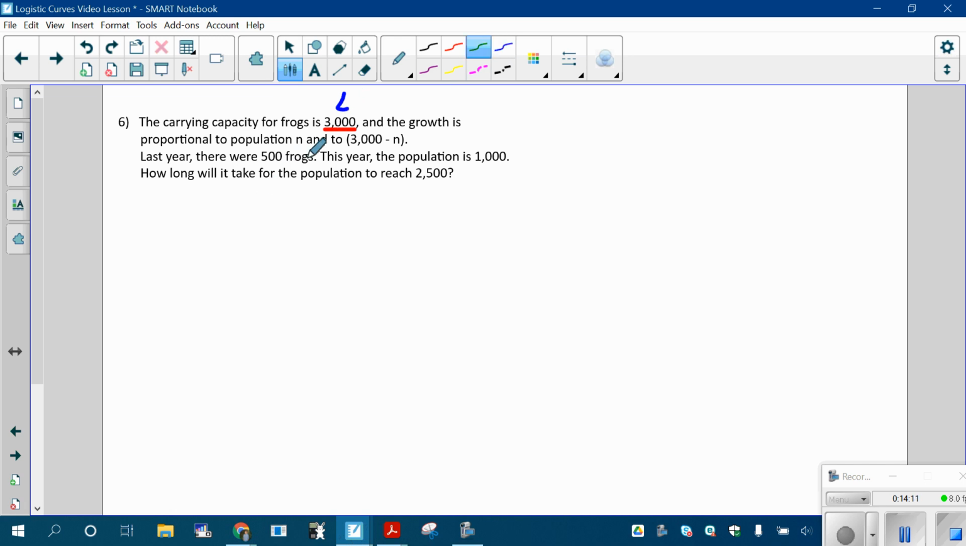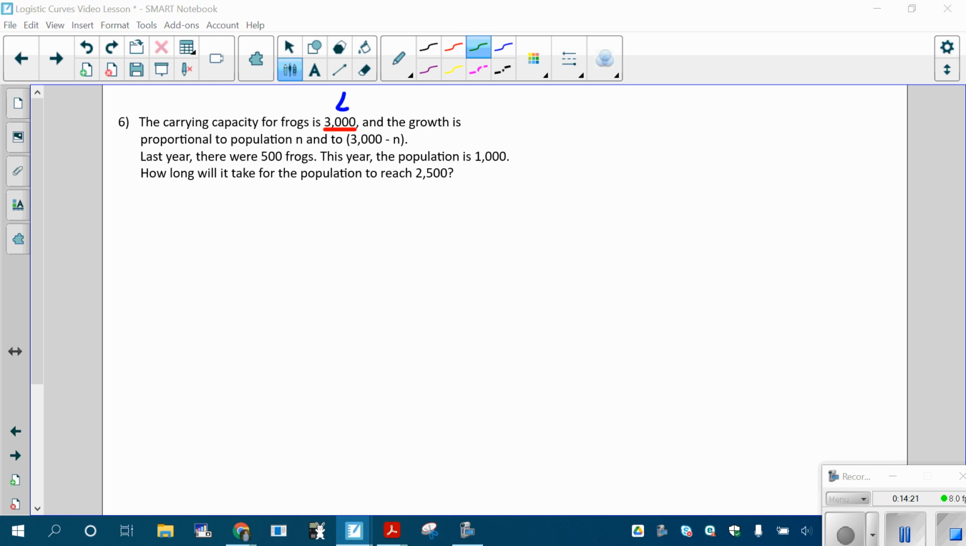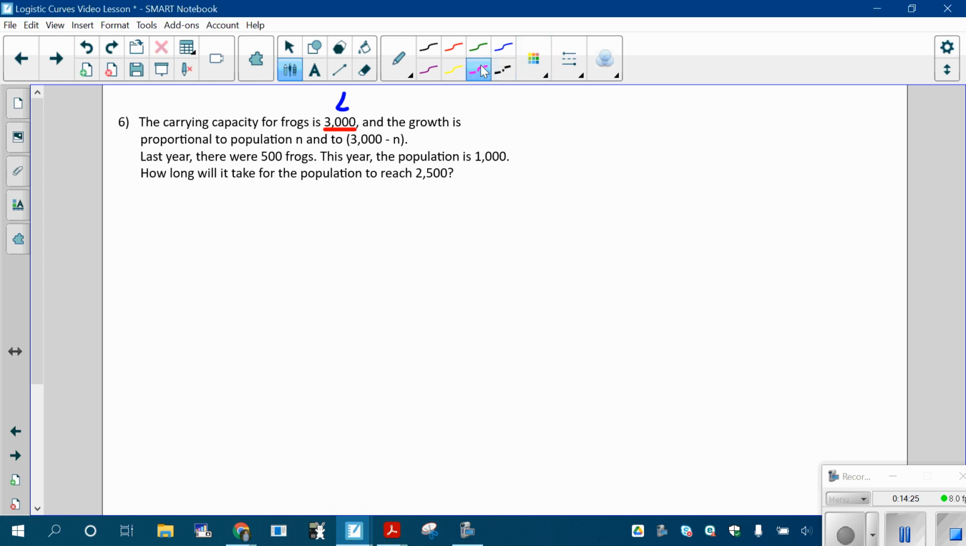Last year there were 500 frogs. This year there's 1,000 frogs. How long will it take for the population to reach 2,500 frogs? Okay. I want you to note that they don't tell me to use a logistic growth model here. They kind of hide it. And they say the growth, the derivative, is proportional to N and 3,000 minus N. When you see that, you should think this.